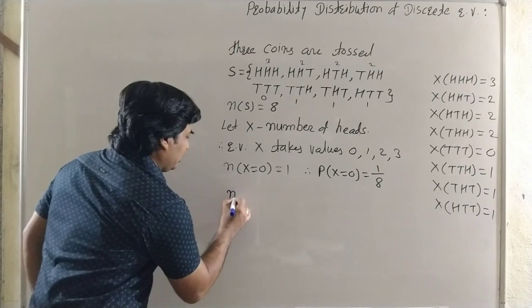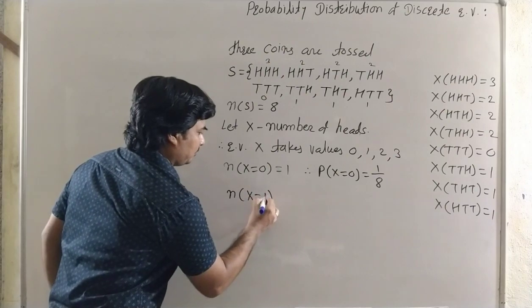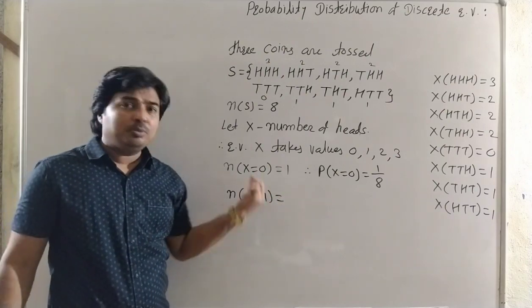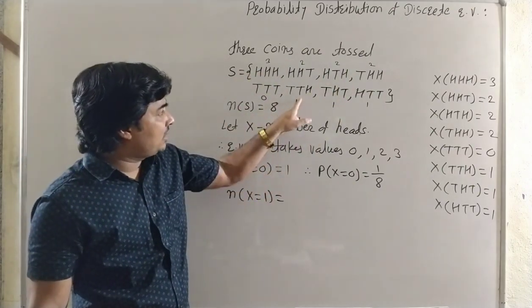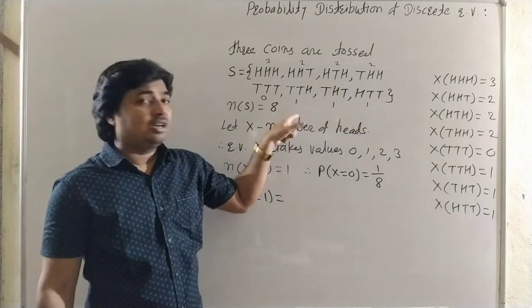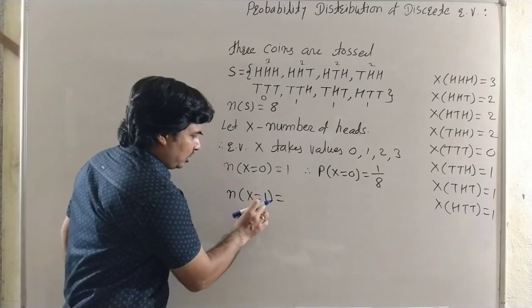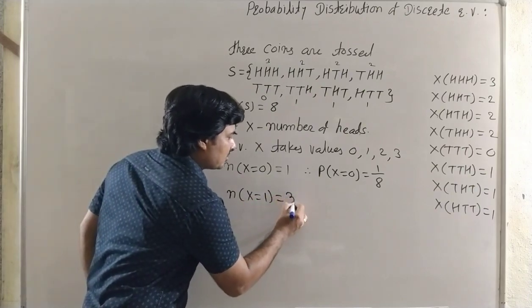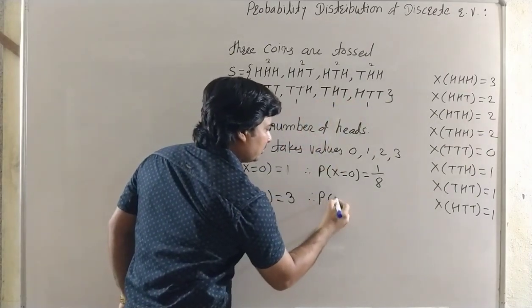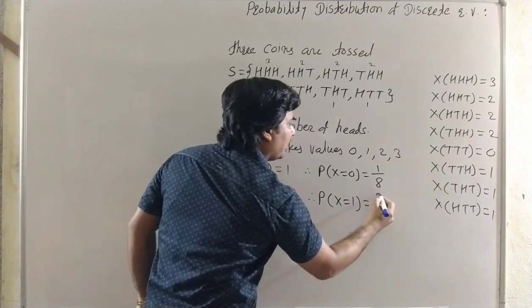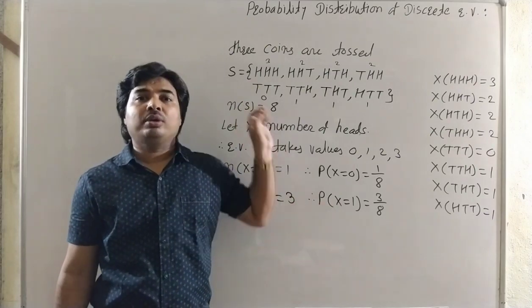Now we take X equal to 1. X equal to 1 means 1 head. Out of 8 outcomes, there are 3 possibilities of 1 head. So 1 head shows 3 times. Therefore the probability of X equal to 1 is 3 by 8. That means 1 head shows in 3 outcomes out of 8 outcomes.